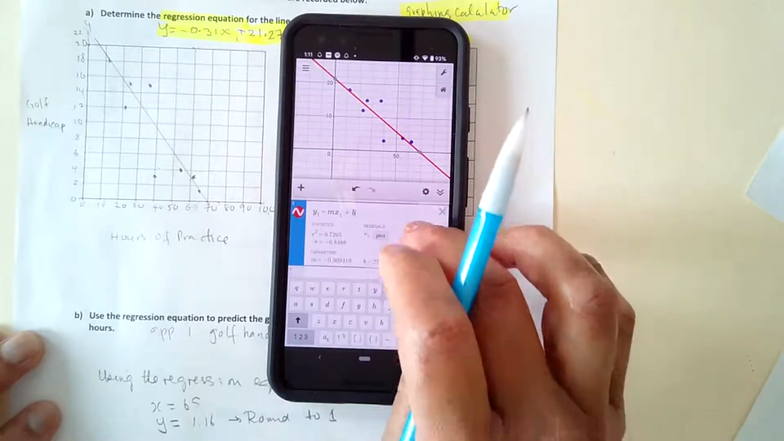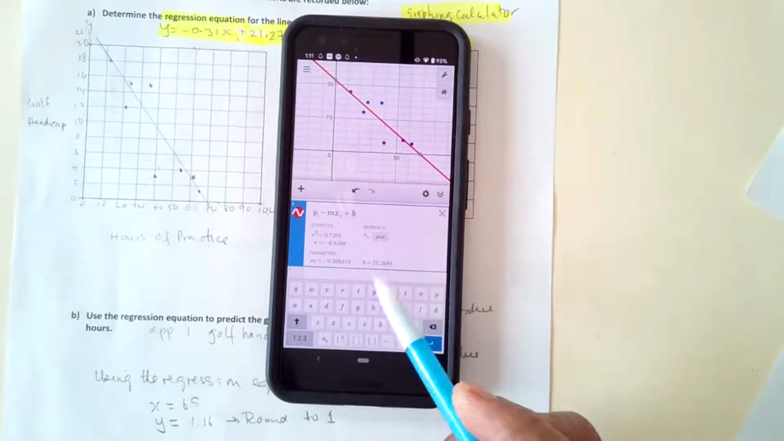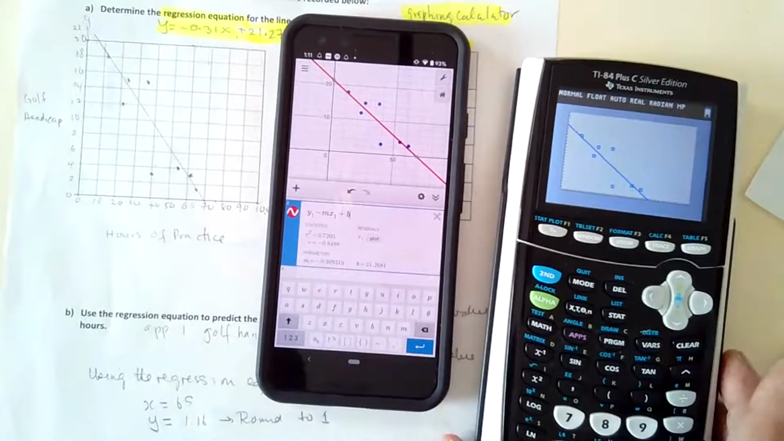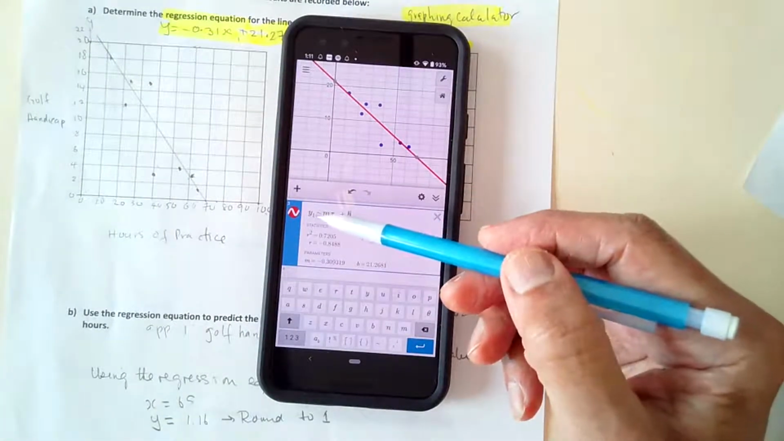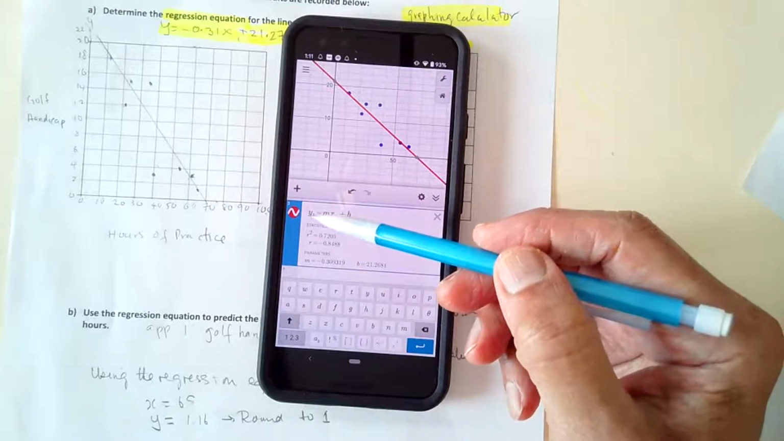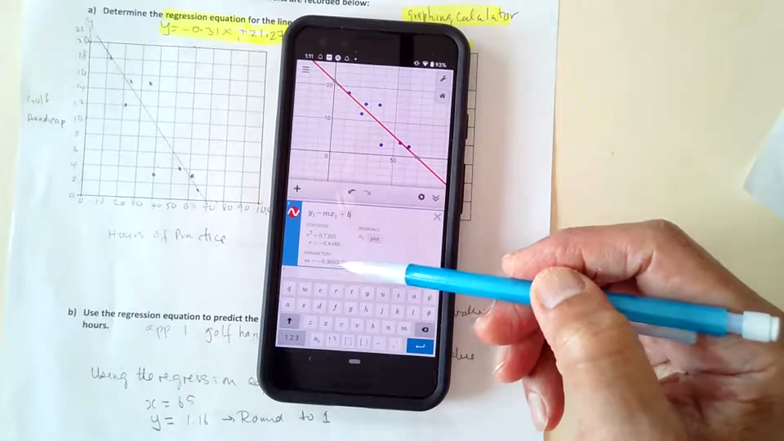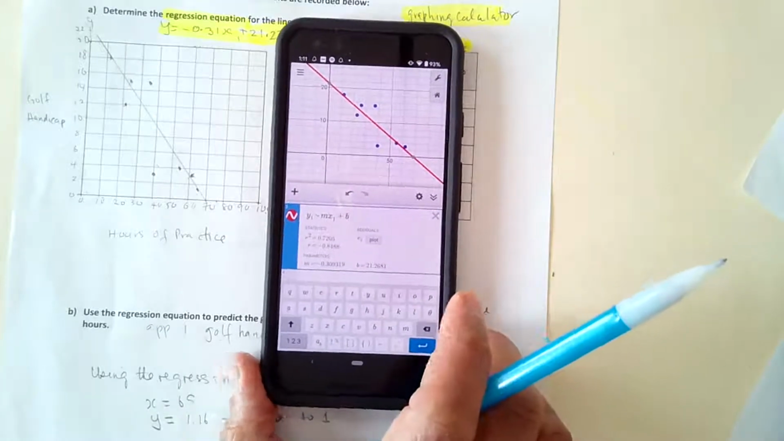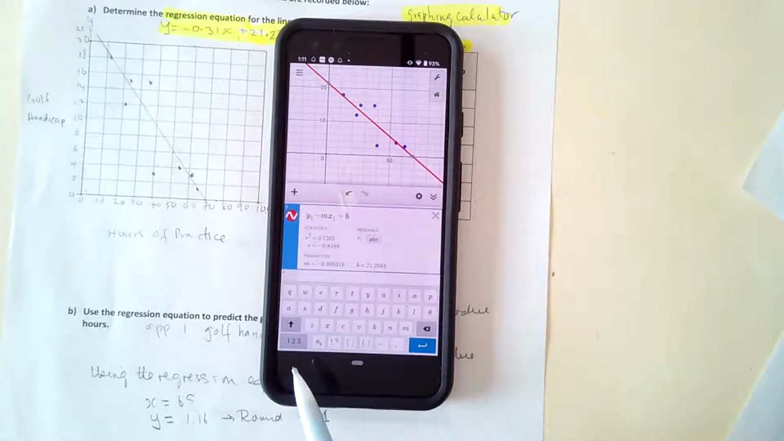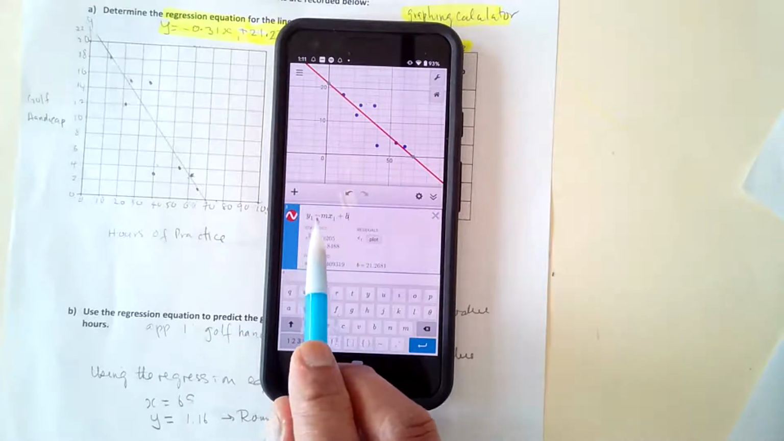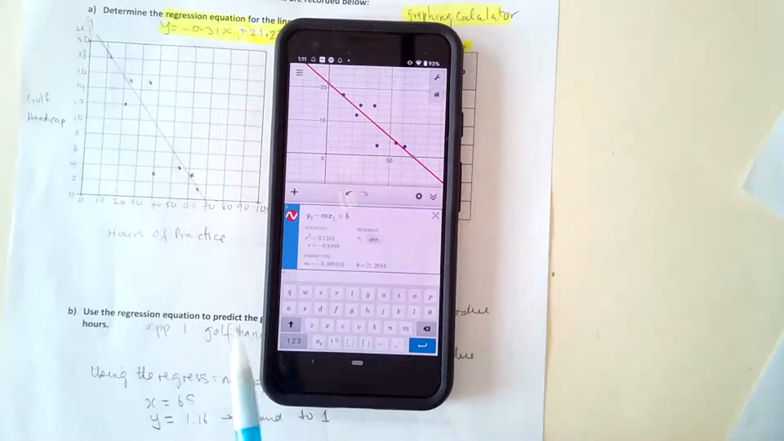Okay, and we need to get our equation. So the way the equation is displayed in Desmos is slightly different from your graphing calculator, but it's similar. Instead of having the equal sign, you have a tilde sign there. So it's y is equal to negative 0.31x, identical to what we did in graphing, plus 21.26, which we round to 21.3. So this is your equation: y is equal to negative 0.31x plus 21.3.